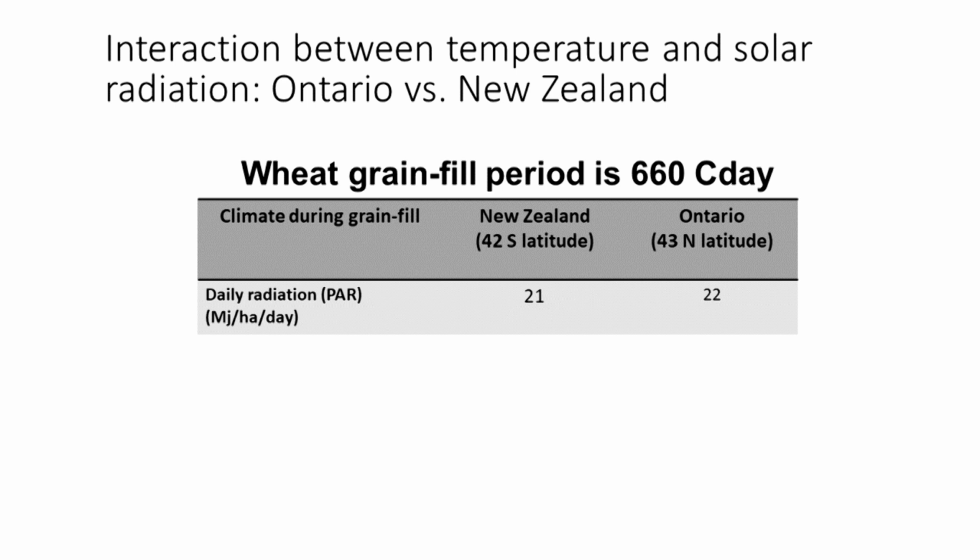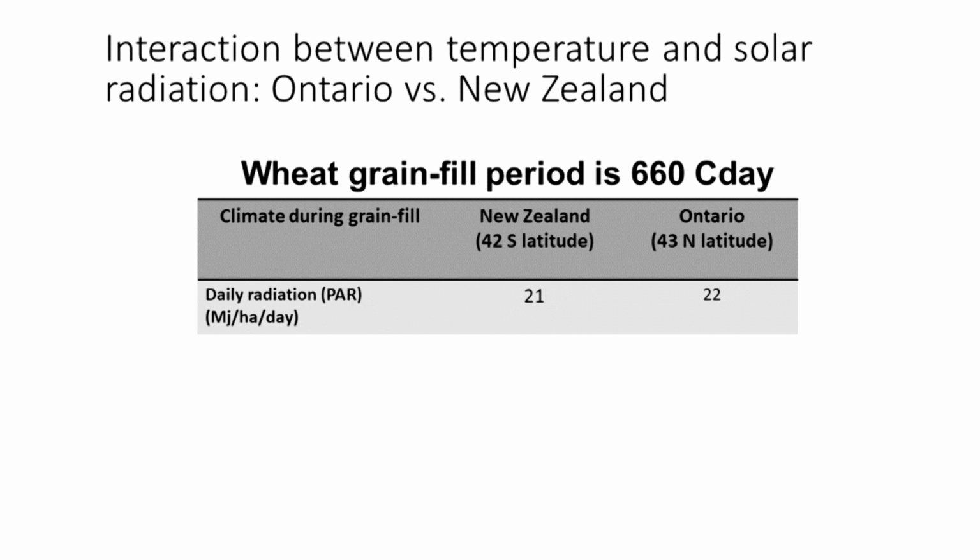We know that temperature has a huge impact on crop development, and so sunnier days can be warmer days, and they might speed up crop development, and that may or may not be a good thing for overall crop productivity. This is an example that we'll go through using real-world data from both Ontario and New Zealand, two different temperate agricultural regions. So the wheat grain fill period is about 660 degree days in both New Zealand and Ontario.